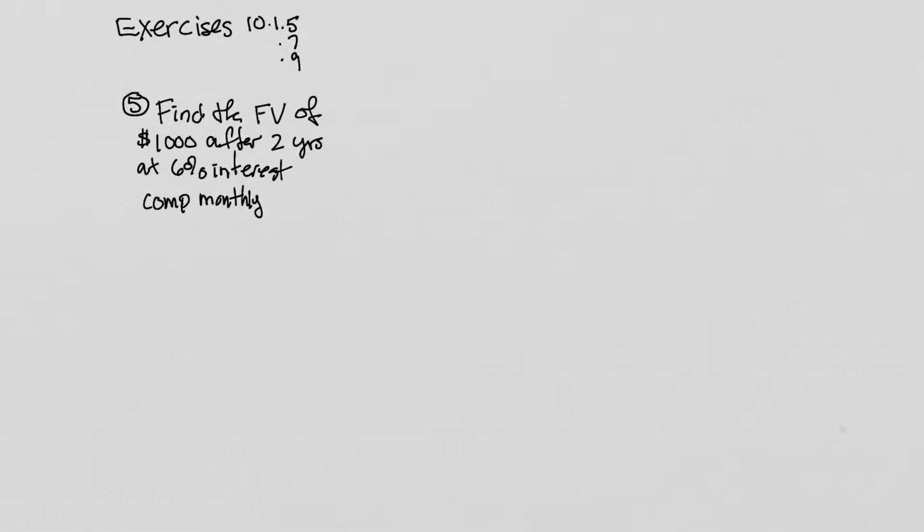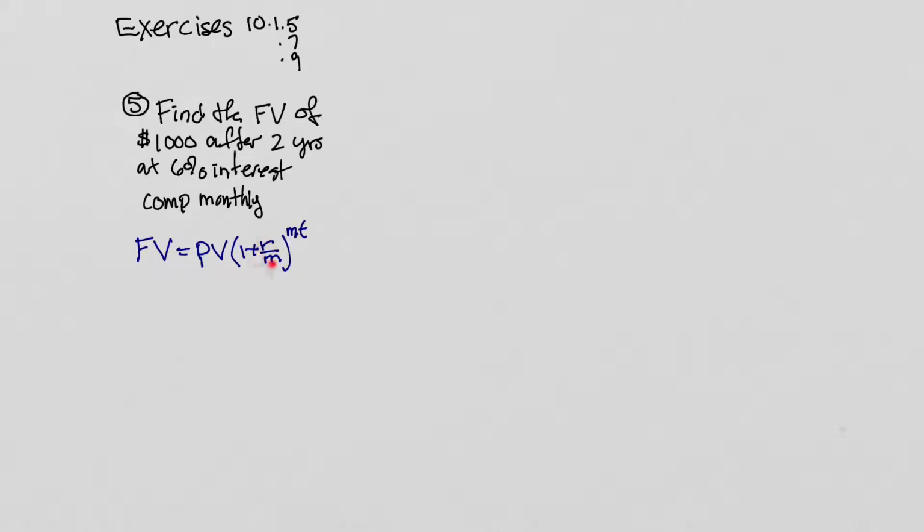Let's start here in chapter 10.1 with number 5. Number 5 asks us to find the future value of $1,000, which is the present value, after 2 years at 6% interest compounded monthly. So we're going to use this formula. Future value is equal to present value times 1 plus r over m to the mt.